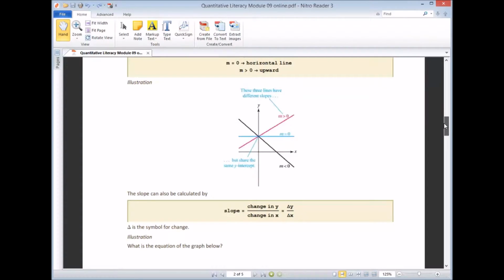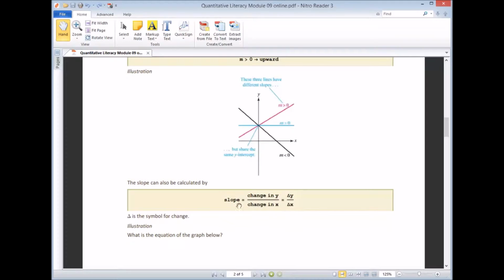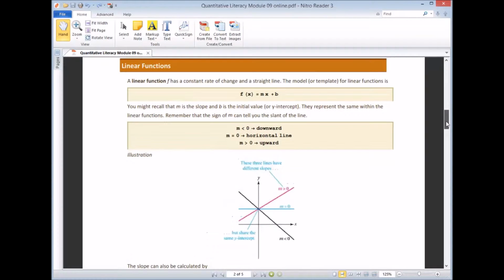There's a slope formula. Slope is equal to the change in y over the change in x. Or we can use this triangle, called delta: delta y over delta x. If you see the slope, that's how you calculate it. So let's do an example of finding an equation. If I ask you to find the equation, what I really mean is, give me this form, and give me m and then b, and that will complete the linear function.